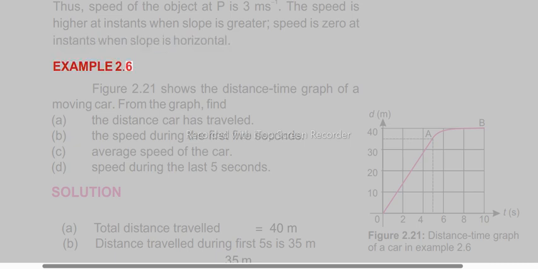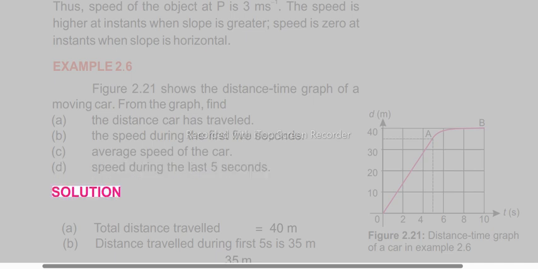Example 2.6. Figure 2.21 shows the distance-time graph of a moving car. From the graph, find A. The distance the car has traveled. B. The speed during the first 5 seconds. C. Average speed of the car. D. Speed during the last 5 seconds.